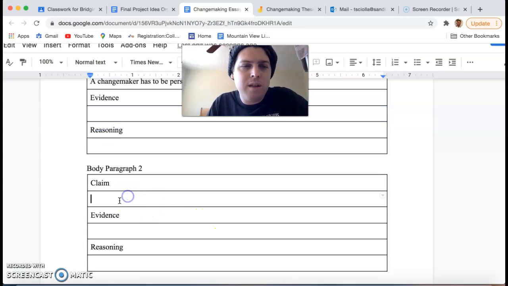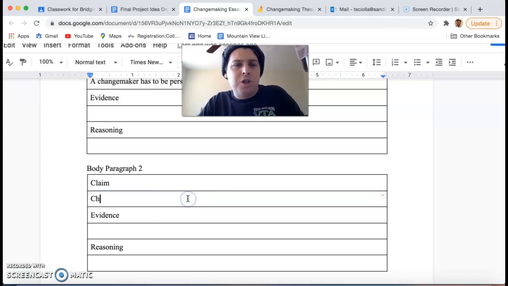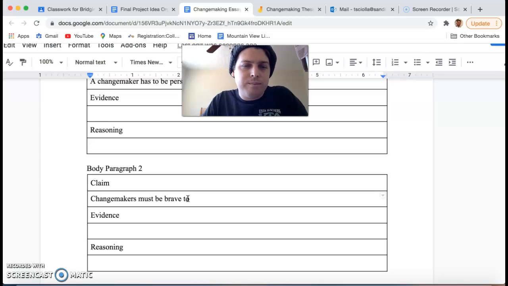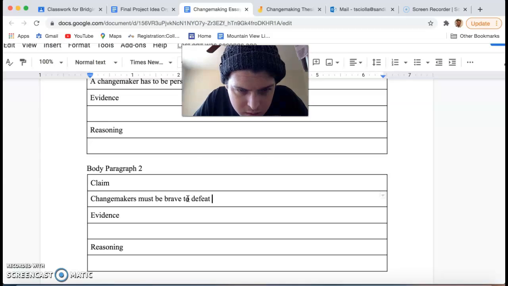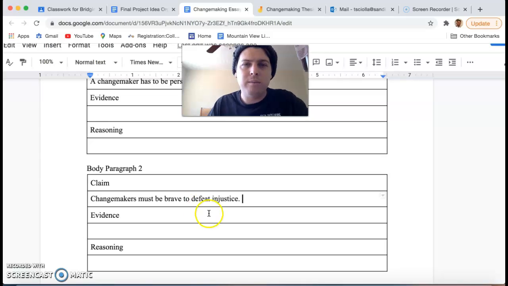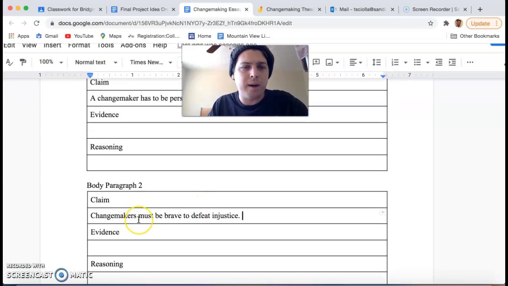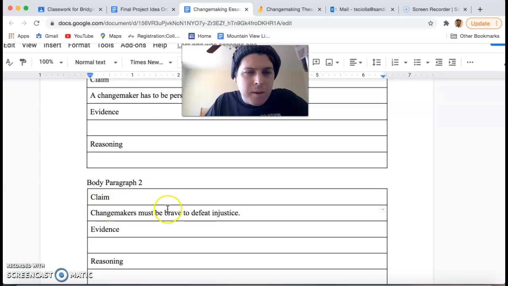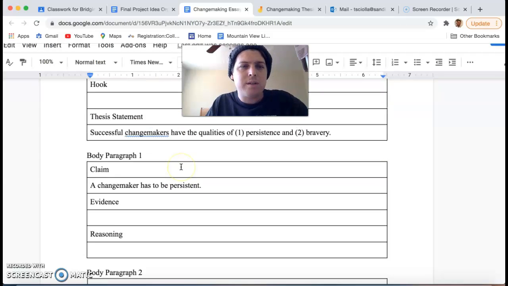You do the same thing in this box for bravery. Changemakers must be brave to defeat their injustice. I don't know. You've got to come up with your own claim for each body paragraph. But this one's going to be about bravery. This one's going to be about persistence.